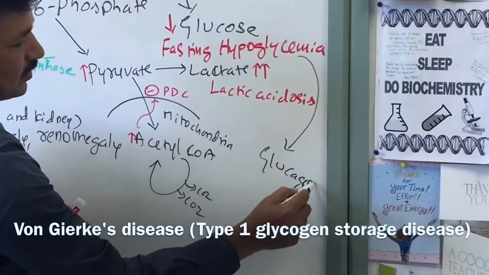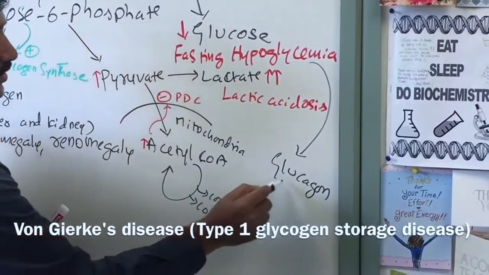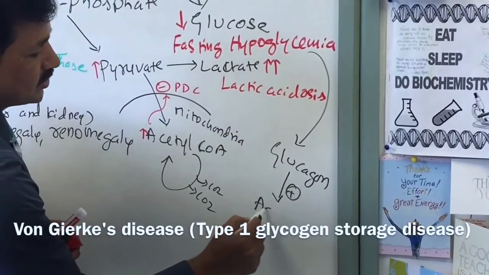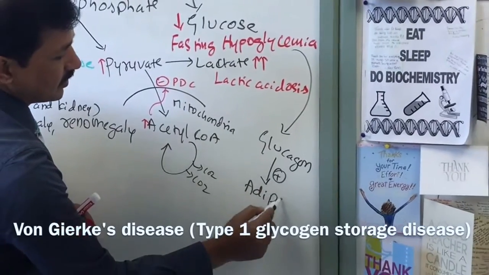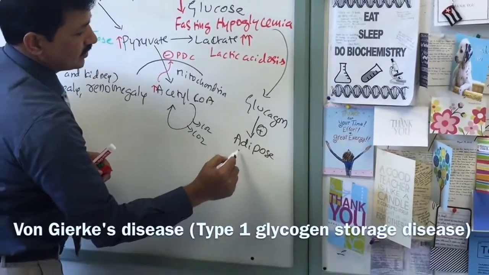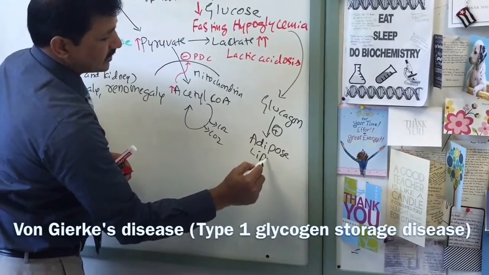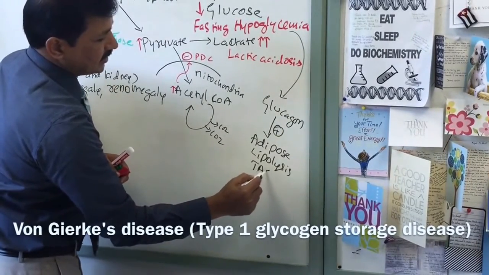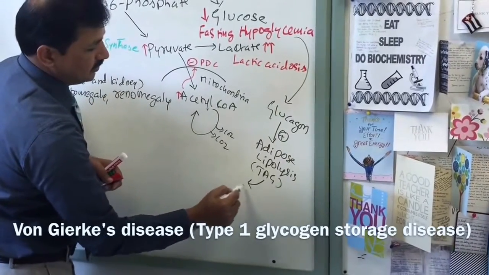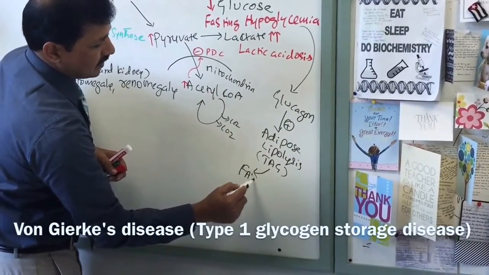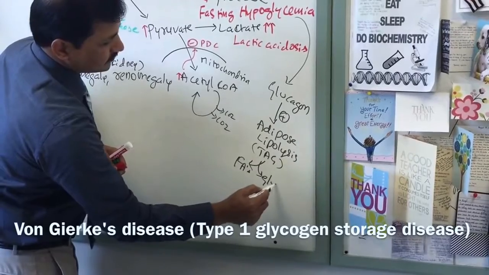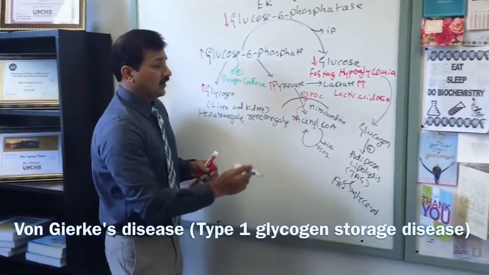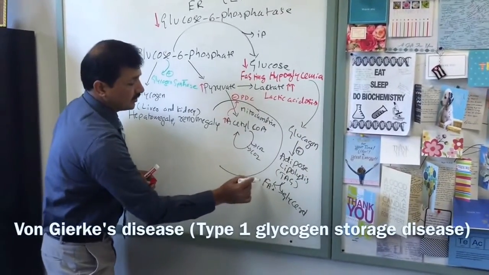Glucagon. What does this glucagon do? Glucagon will stimulate adipose tissue lipolysis. It means triacylglycerol is broken down into fatty acids and glycerol. These fatty acids will be brought into the mitochondria.